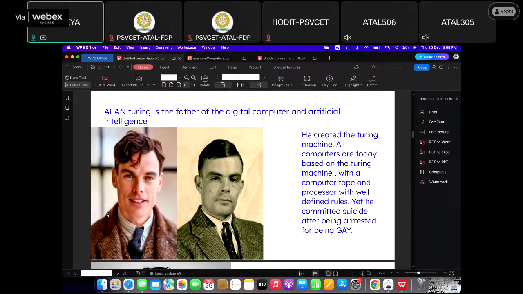Now, who is Alan Turing? Alan Turing is the father of digital computers and artificial intelligence. He created the Turing machine, and nowadays all computers are based on the Turing machine, with a computer tape and processor with well-defined rules.